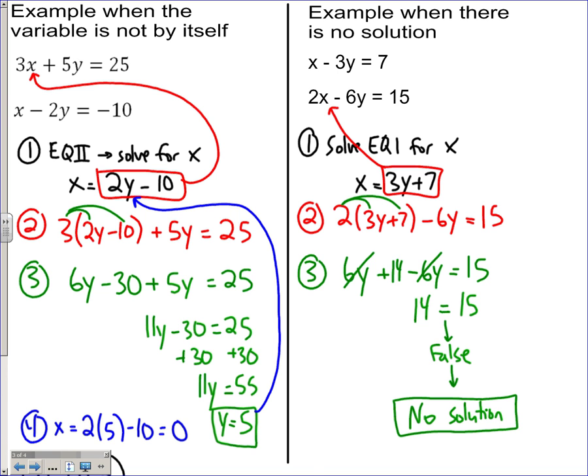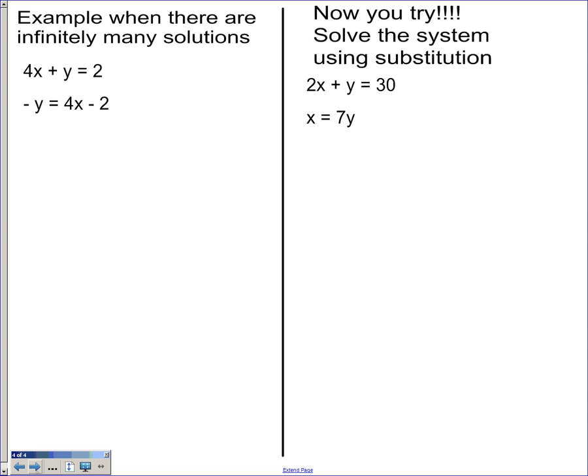So our last example for the day is an example where we have infinitely many solutions. Following the same steps, I think it's easiest if we solve equation 2 for y by dividing by negative 1. So I'm going to get y equals negative 4x plus 2. I'm just switching the signs in all those terms in equation 2.